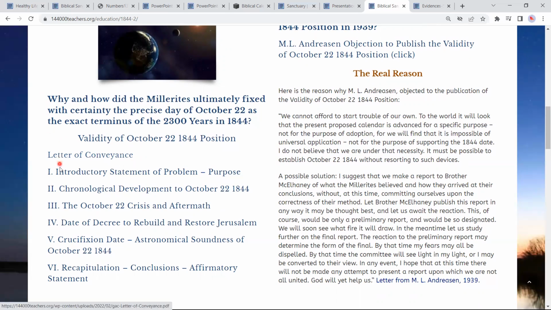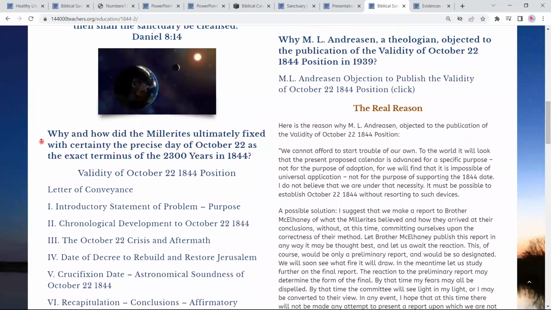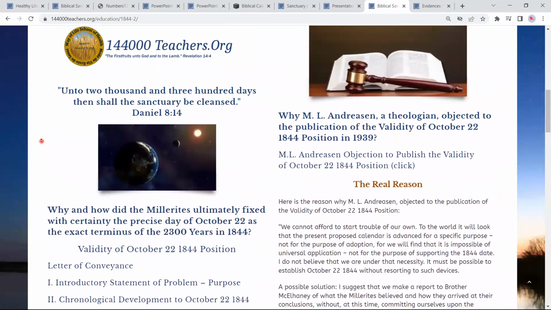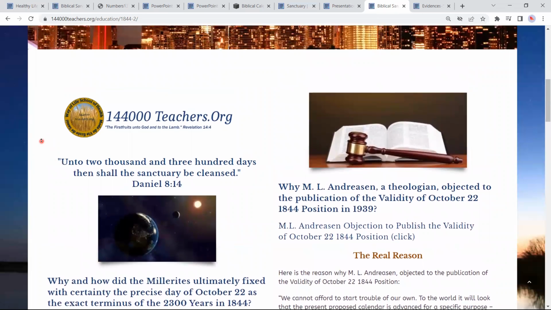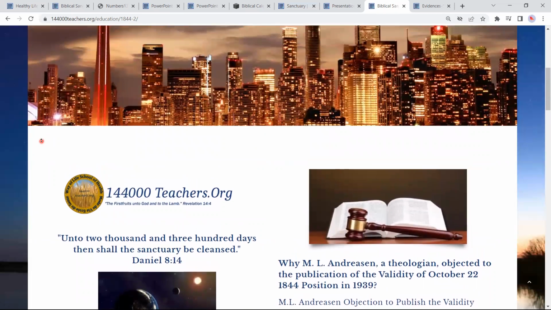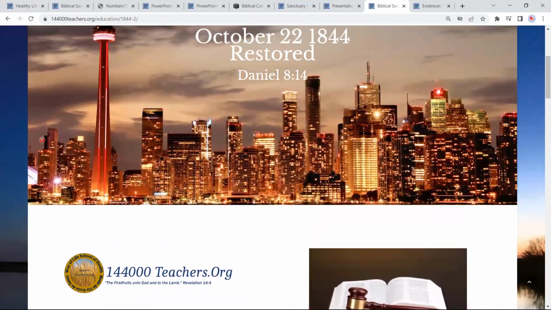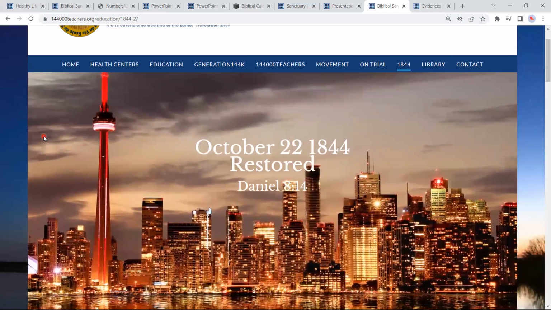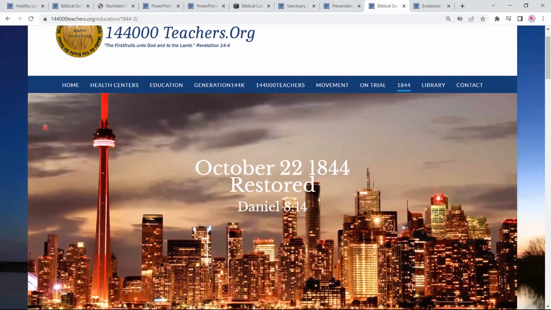And what we have here is actually manuscripts after manuscripts that we call the 6-part series of the validity of the October 22nd, 1844 position. And in it, it is explained who took part of that committee of 1939 and what was their research and what was their finding. More will be shown as we continue this visit of this wonderful page on 144000teachers.org. And also, of course, in the menu, you click on 1844 and you will find more and more treasures that you have never heard of before. And it's directly connected to the evidences that we are bringing together for your perusal in order to see if these things are so.